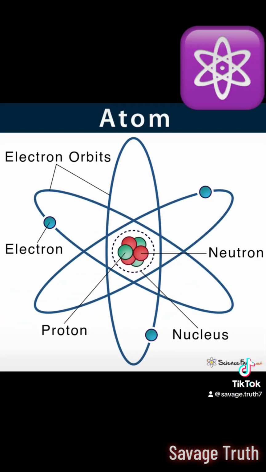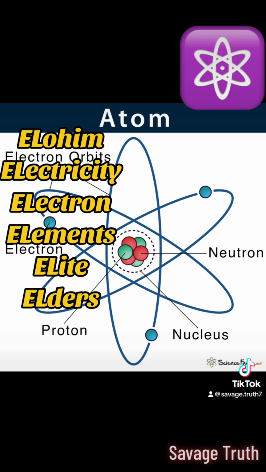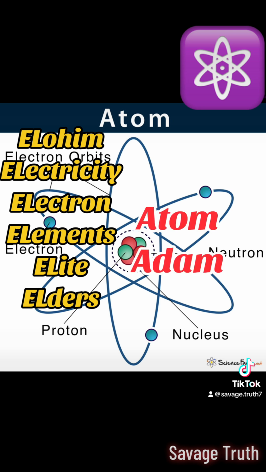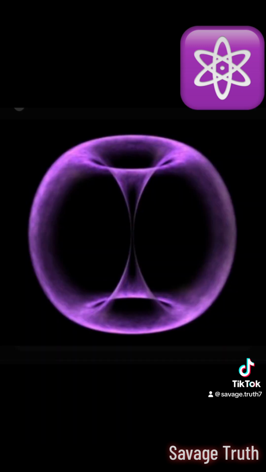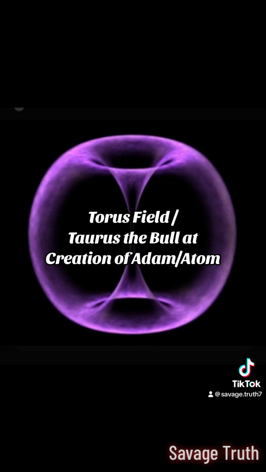You see here the atom. Keep in mind how the Elohim created Adam as an Adam and Eve. The Elohim, the elements, electricity, electrons, and even words like elite and elders. Now when God created all this, it was a Taurus field, and the sign that man was created under was Taurus the bull. That was the time of Adam and Eve.